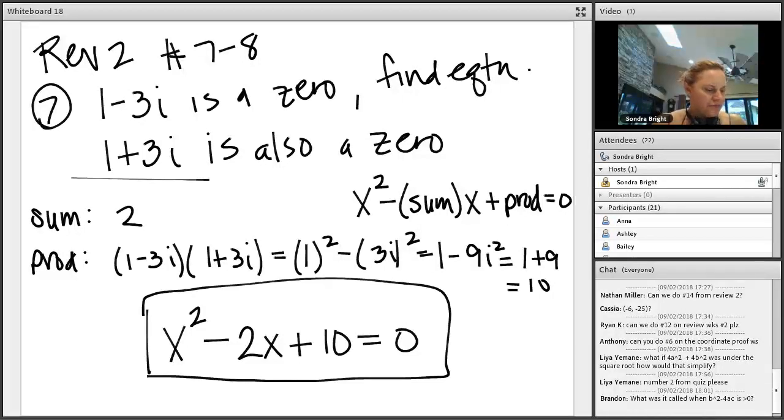Okay, I feel satisfied that I went over things that were not on the quiz that you're going to be responsible for. And yeah, what's it called when the discriminant is positive? 2 unequal real.